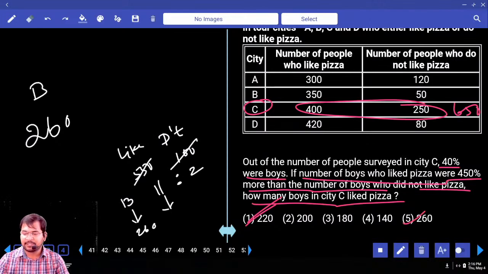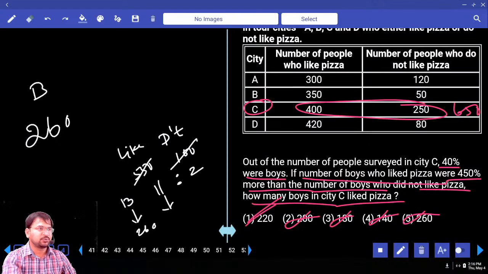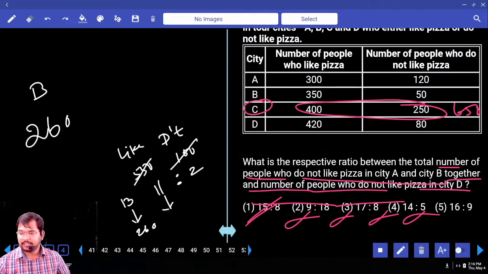First of all, in the options, 11 multiple, only one option. Don't need to calculate this 260 also. Are you clear, Nana? Next.